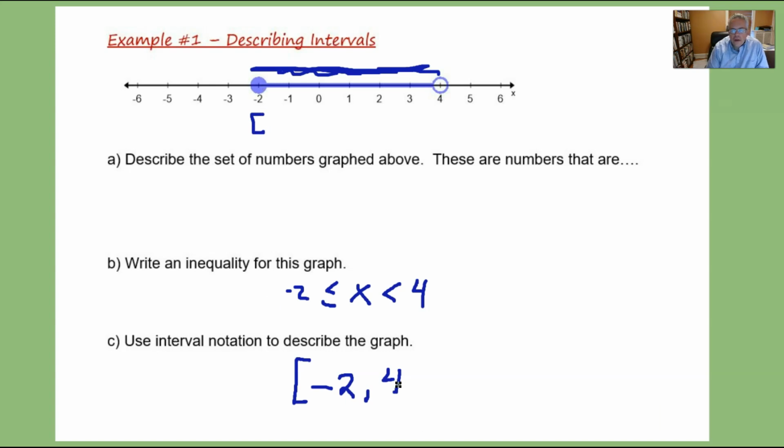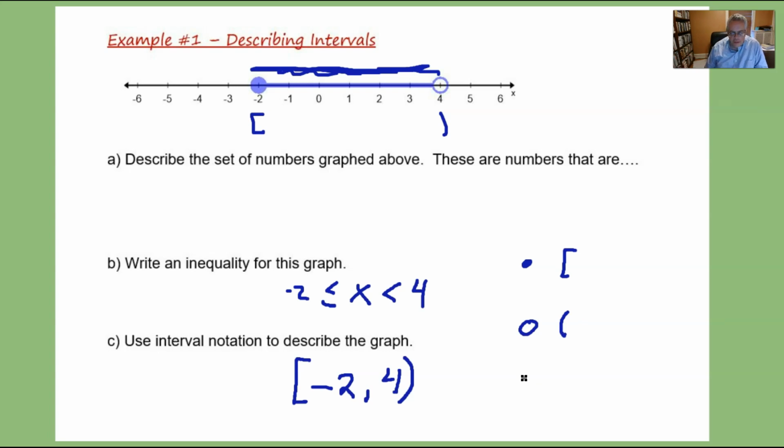To show that this interval goes up to 4 but doesn't include 4, we're going to use a curved parenthesis like that. So parentheses go with hollow dots. Let's make a little note to ourselves. A solid dot goes with a square bracket, and a hollow dot goes with a curved parenthesis.